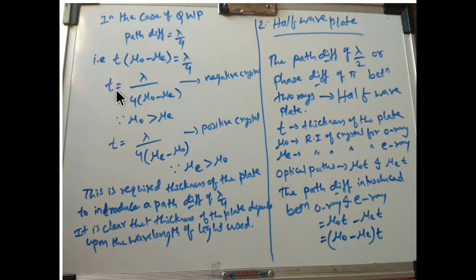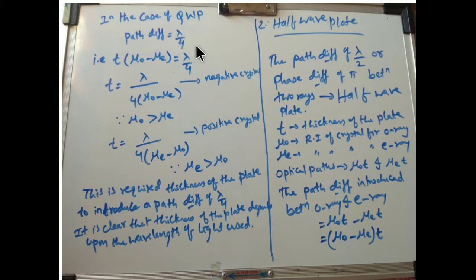Similarly, we can write the thickness of this plate for the positive crystal: T is equal to lambda divided by 4 into mu e minus mu naught, because mu e is greater than mu naught. This is the required thickness of the plate to introduce a path difference of lambda by 4 between the ordinary and the extraordinary ray. From the above equations, it is clear that the thickness of the plate depends upon the wavelength of the light used. So this is about the quarter wave plate.